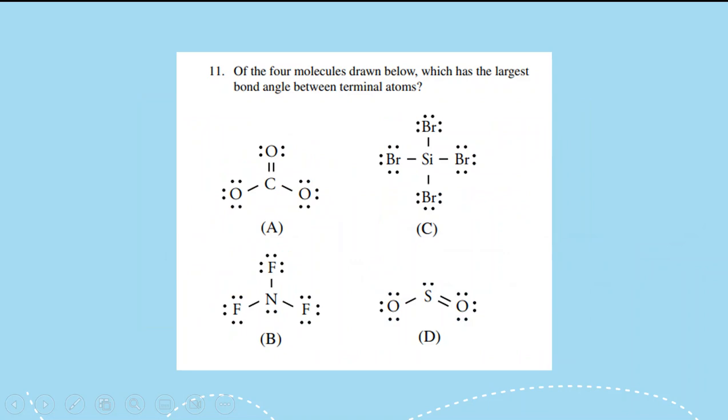Okay. Of the 4 molecules drawn, which has the largest bond angle between terminal atoms? So terminal atoms, that kind of reference is really talking about the outside atoms. So we're talking about like this to this to this. These are the angles. That's what they're talking about when they say the terminal atoms, the outside atoms. So A, what is going to be the bond angle there? 120. Okay, this one. 109.5, tetrahedral shape, very good.